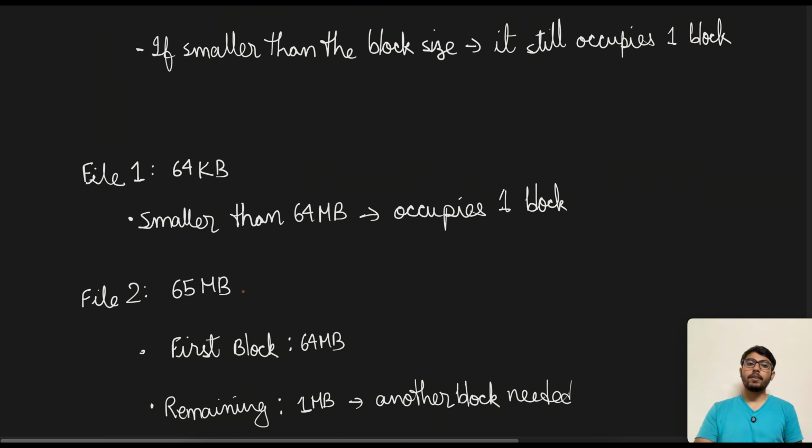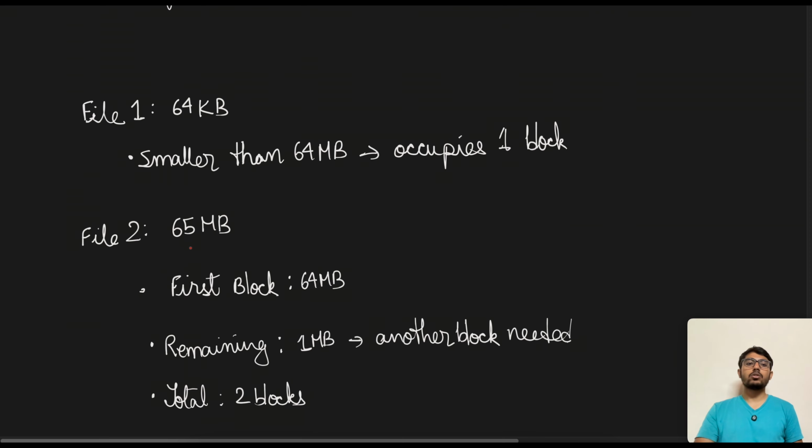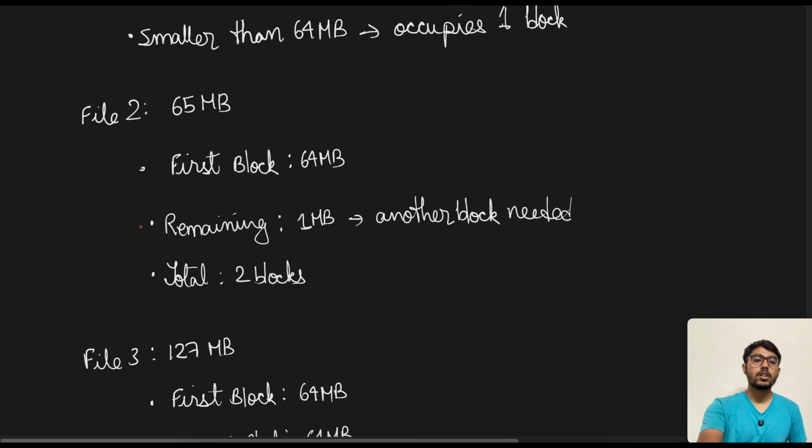Now for 65 MB, we cannot go back to the remaining space in block 1, right? We have to start a new one. So for 65 MB, the first block is filled. The next 1 MB will take another block, right? So 2 blocks for this file 2. Third, file 3, 127 MB. So first block filled completely.